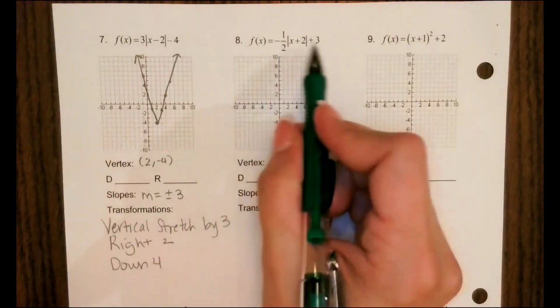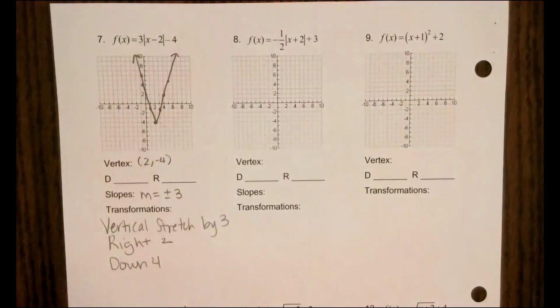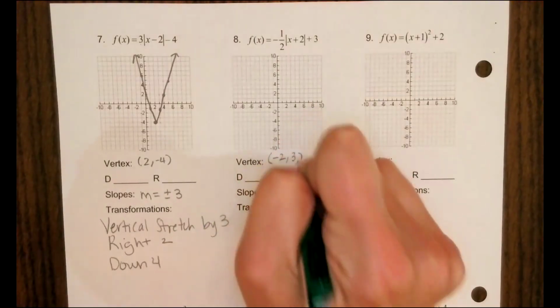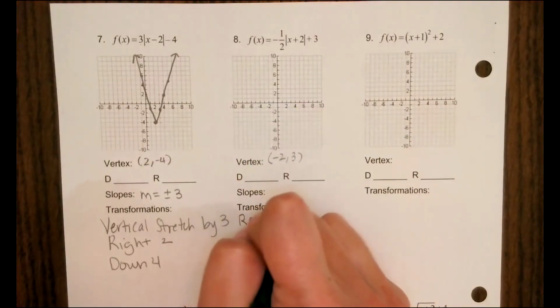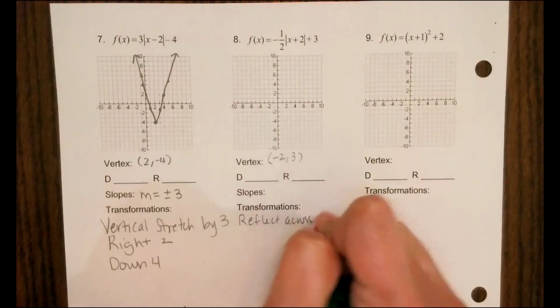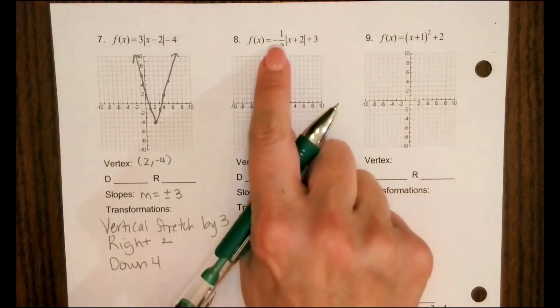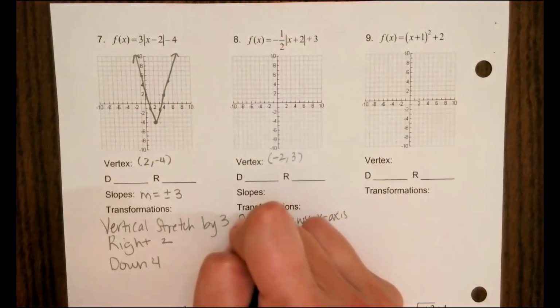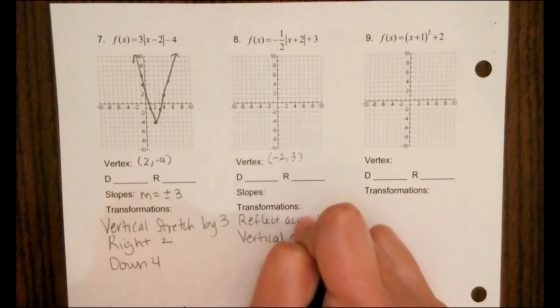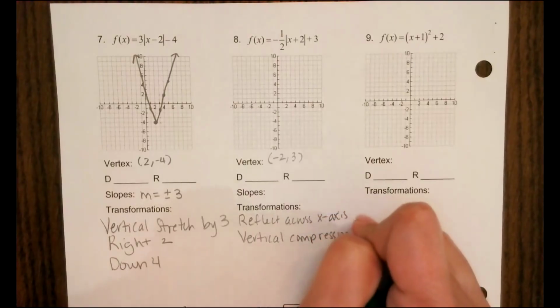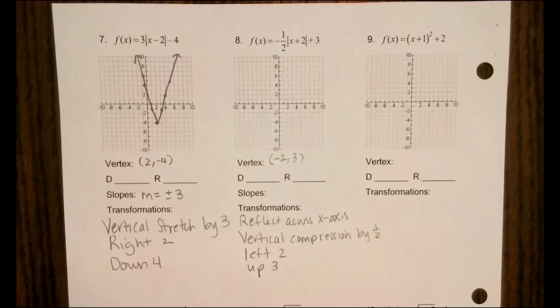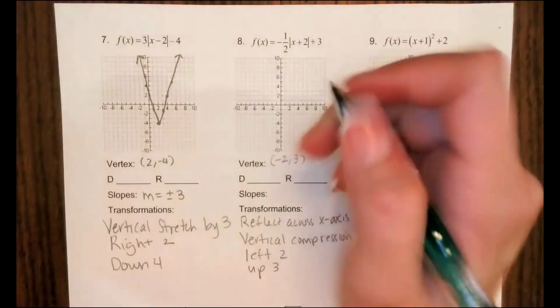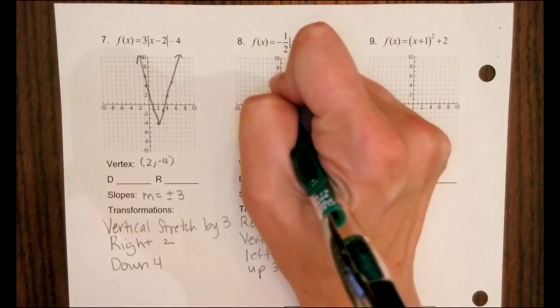All right, this one's got 4 transformations. That's hard. There's a lot of them there. Our vertex is at negative 2, 3, because that's the C and D value. And now let's talk about all these transformations. The first one is a reflection across x-axis, because that is the A value. We have a negative there. Then we have a vertical compression by 1/2, a left 2, and an up 3. All right, so our vertex is at negative 2, 3, so that's going to be our starting point right there.